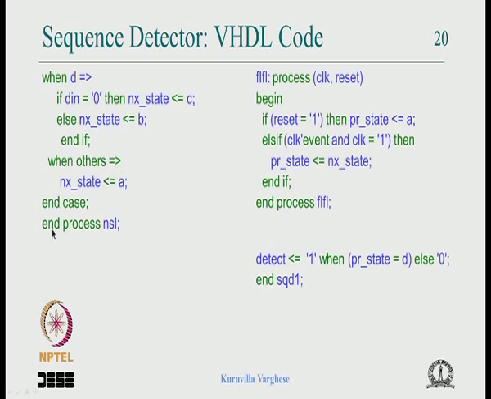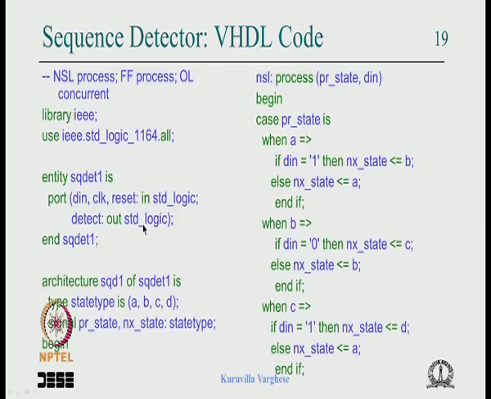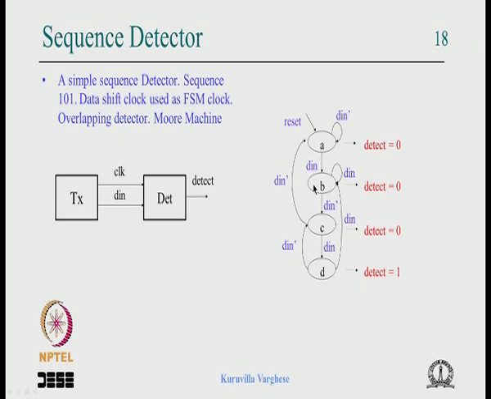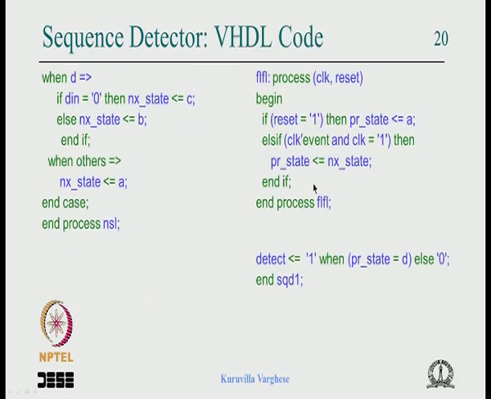It does not matter, we are only taking the theoretical possibility for the simulator. So end case, end process. So that is how we code the next state logic in a process using case and nested if. And as far as the flip flop is concerned, it is simple.